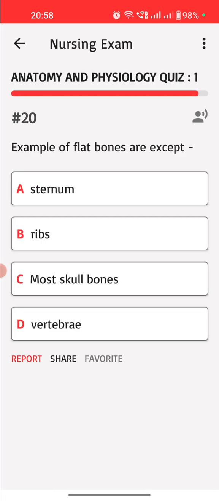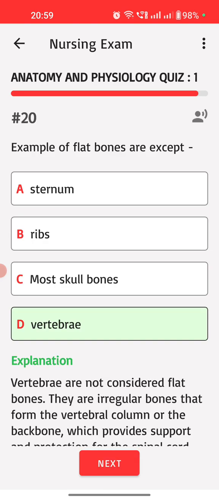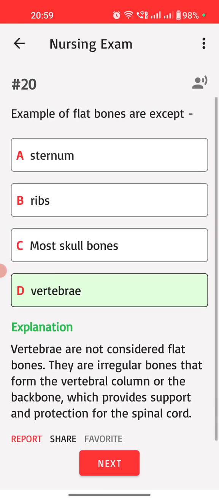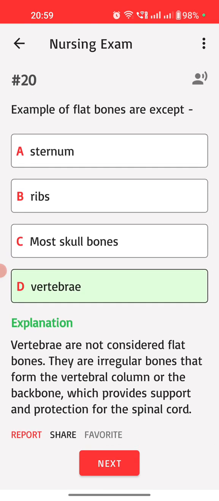Examples of flat bones are, except A. Sternum, B. Ribs, C. Most skull bones, D. Vertebrae. Correct answer. Vertebrae are not considered flat bones. They are irregular bones that form the vertebral column or the backbone, which provides support and protection for the spinal cord.